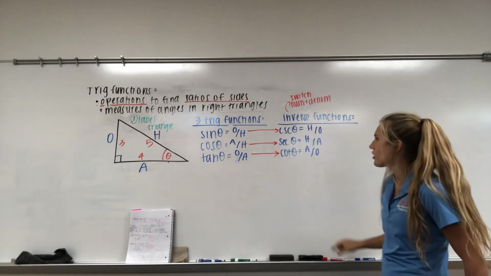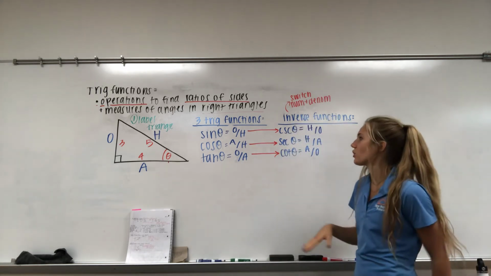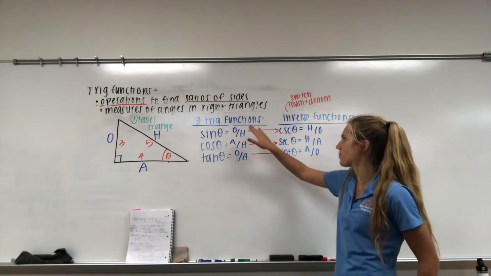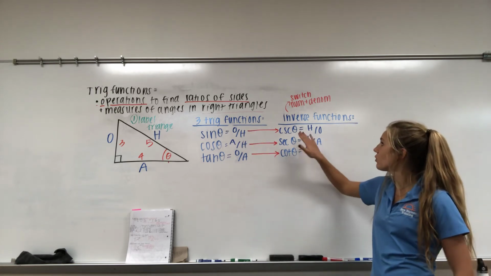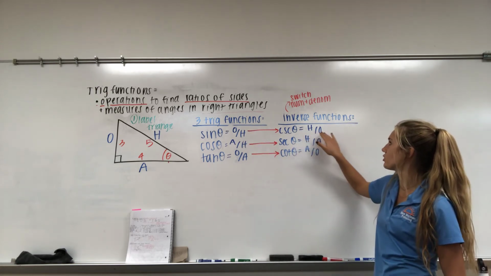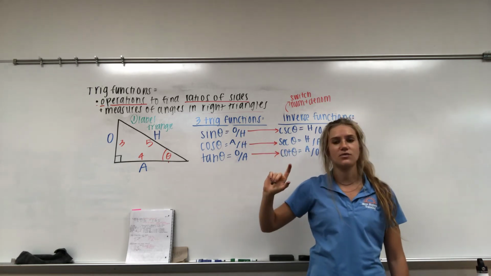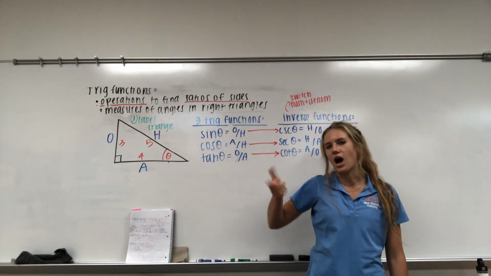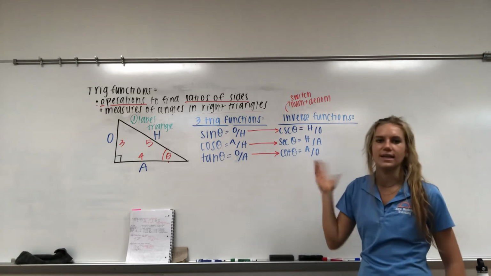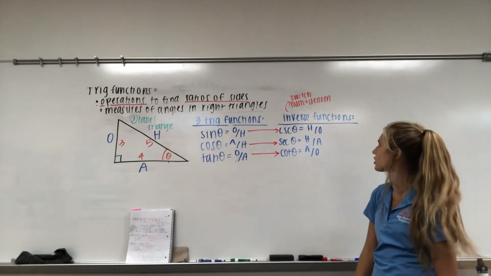Basically, all we're doing here is we're flipping the fraction, right? So for sine theta, we have opposite over hypotenuse. For cosecant theta, we have hypotenuse over opposite. So we're taking that ratio that we found, and we're just finding the opposite of it, or another word for that is inverse. That's why we call them inverse trig functions.